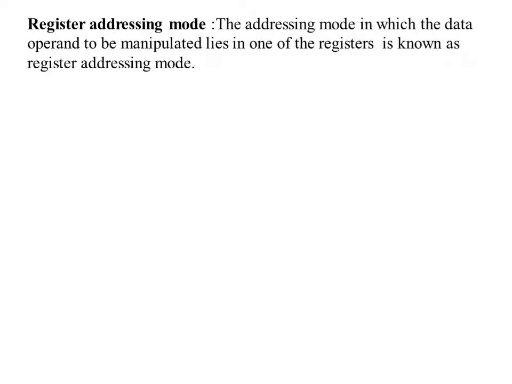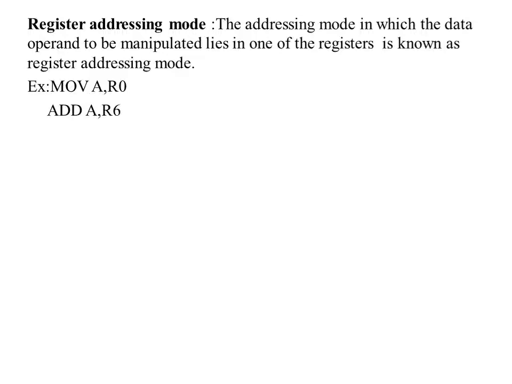Register addressing mode. This addressing mode involves the use of registers to hold the data to be manipulated. Both source and destination are registers and their sizes should match. For example, MOV A, R0.